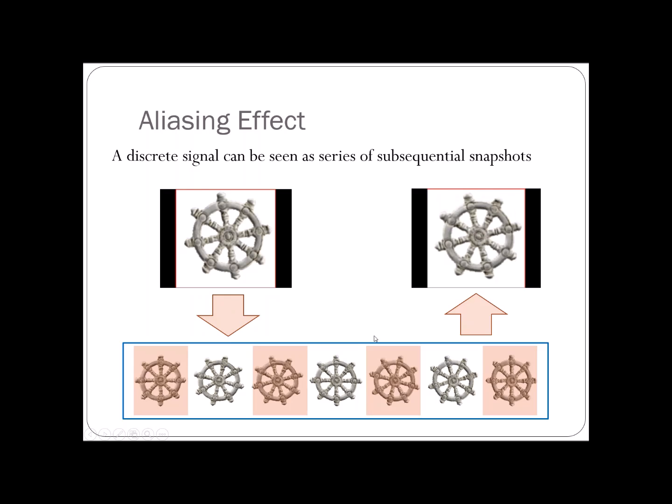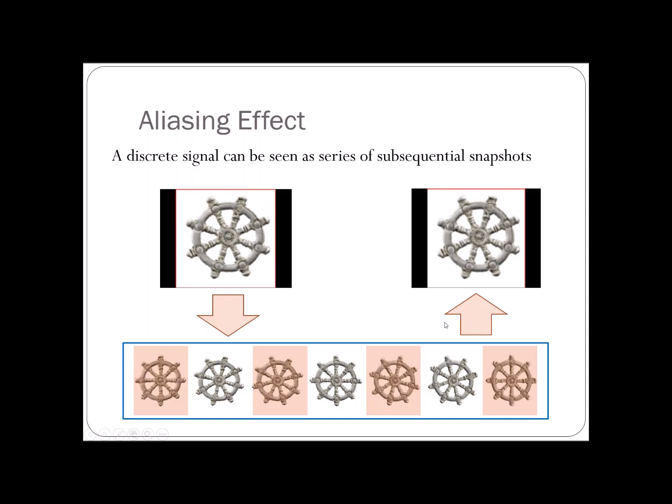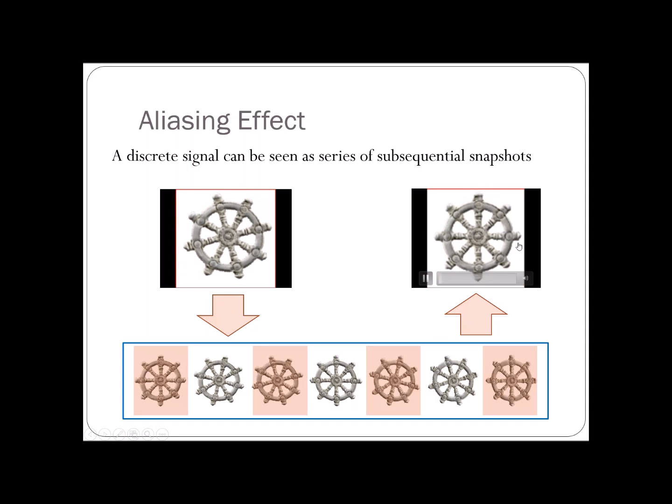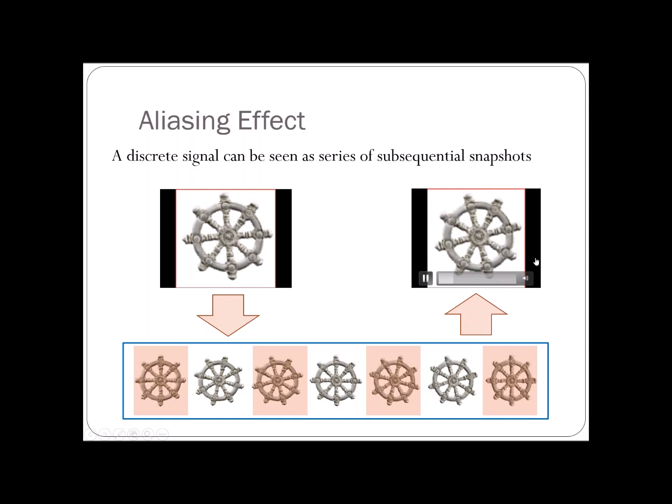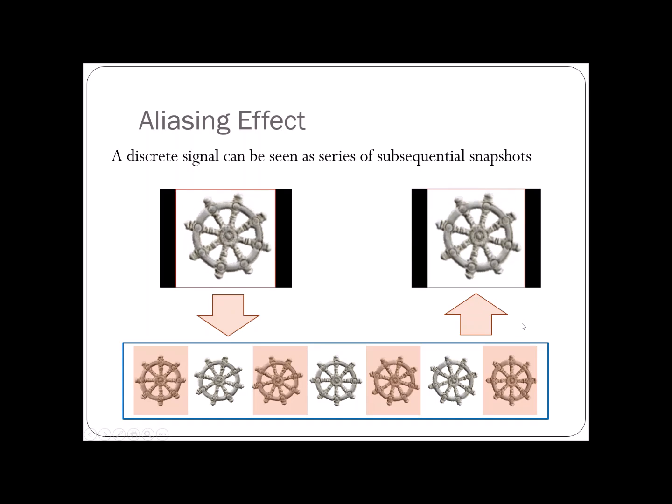What do you see? To me, when I see this animated movie, I have a notion that this wheel is rotating in the counterclockwise direction at different speed. So if I run the first video, it is rotating in a clockwise direction. The second video, I have a notion it is rotating in the counterclockwise direction, but at a lower speed.